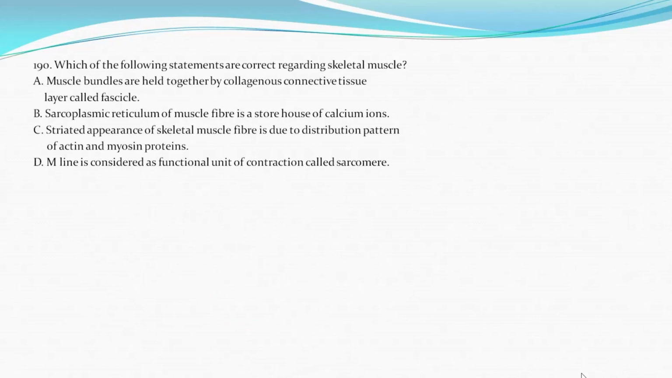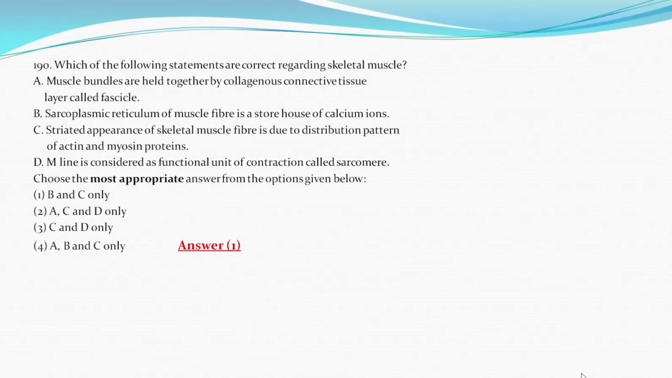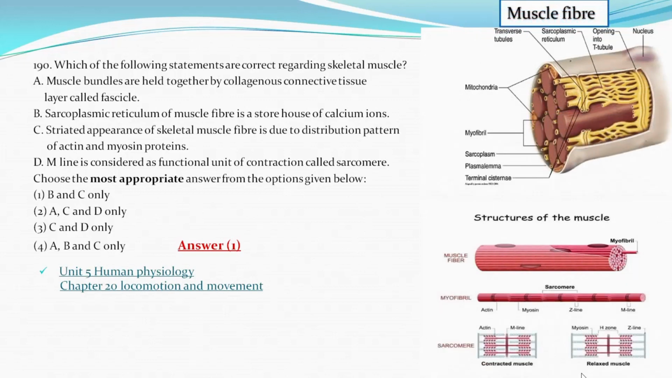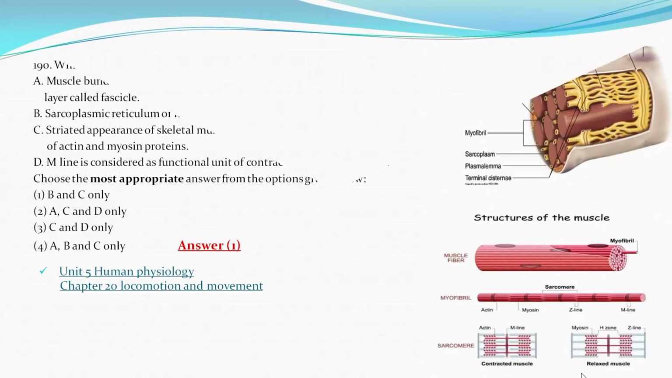Next one is, which of the following statements are correct regarding skeletal muscle? Muscle bundles are held together by collagenous connective tissue layer called fascicle. Sarcoplasmic reticulum of muscle fiber is storehouse of calcium ions. Striated appearance of skeletal muscle fiber is due to distribution pattern of actin and myosin proteins. M-line is considered as functional unit of contraction called sarcomere. Choose the most appropriate answer from the options given below. So the answer is option first. This question is taken from Unit 5, Human Physiology, Chapter 20, Locomotion and Movements.